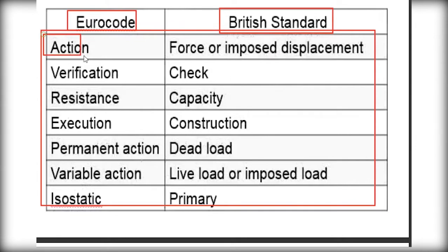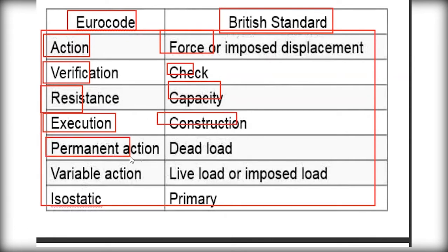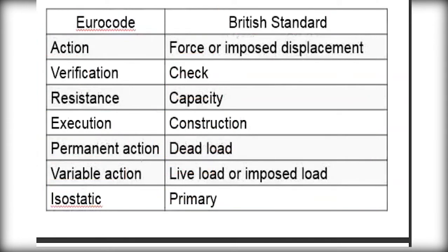So once we say the action, it means the force. Once we say the verification, it means the check. Once we say the resistance, it means the capability. Execution means the construction. The permanent action means the dead load. The variable action means the live load. The isostatic means the primary load. This is the difference between the Euro and the BS in terms of terminology.